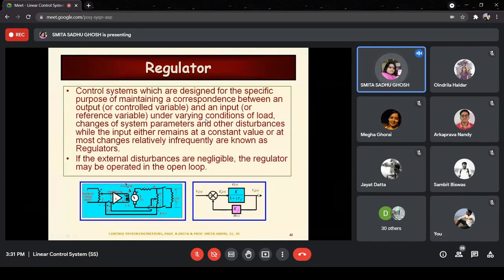Say, because of some reason, the output changes. Then a regulator is a system which will take corrective action such that the output is brought back to its preset value. Preset value meaning that, for example, if I want the output value to be at say 12 volts, and I have put in 12 volts as my reference input, the output will remain at 12 volts. Now, for some reason, the 12 volts has changed to 12.3.